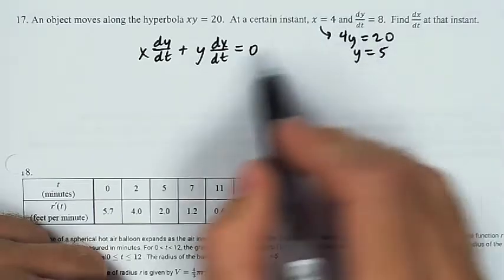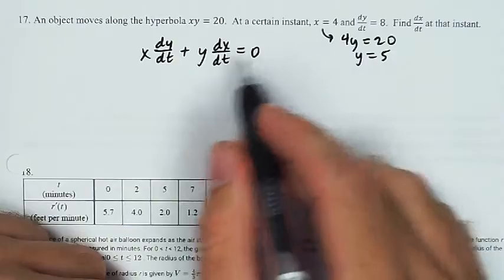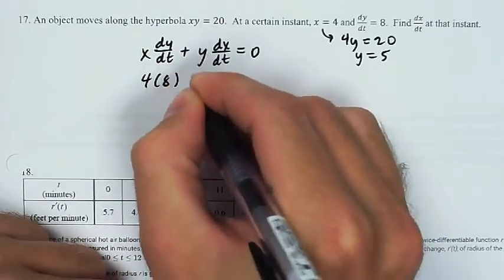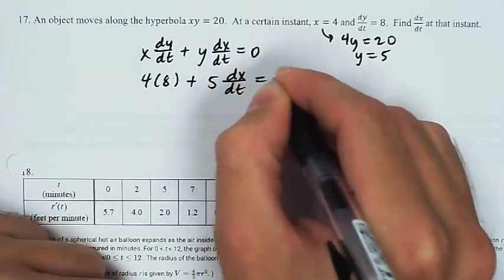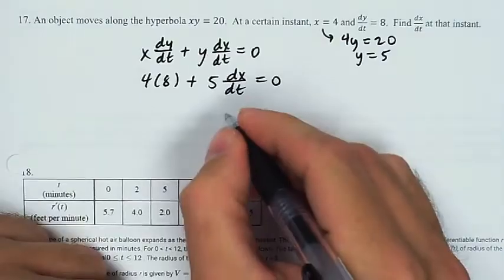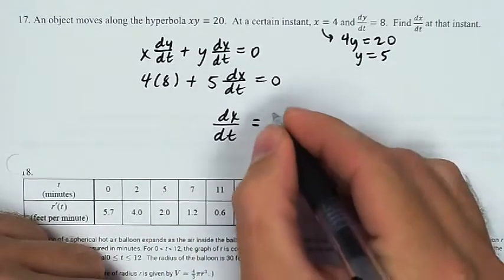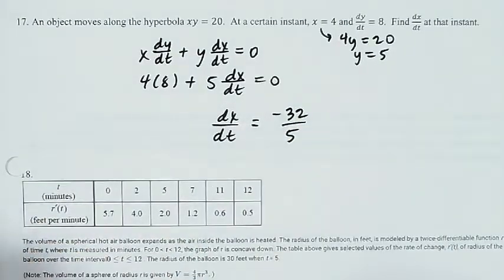So now I think I've got everything I need. I've got x, y, dy/dt. I'm going to solve for dx/dt, and so it should all be good to go. So x is 4, dy/dt is 8, plus y is 5, dx/dt is what I'm hoping to solve for, and that's equal to 0. So I'll be able to solve for dx/dt by subtracting 32 from both sides and then dividing both sides by 5.